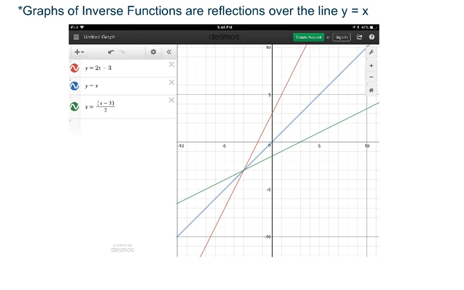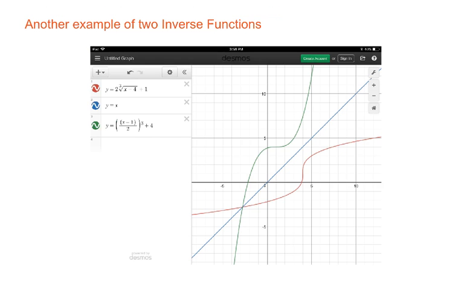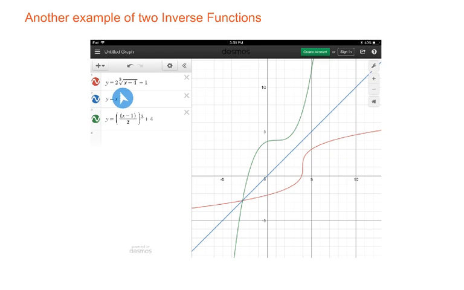We'll be working with more complex functions in this section. For example, here I've got 2 times the cube root of x minus 4 plus 1, and x minus 1 over 2 cubed plus 4. You can see the reflection happening. Here's the original one in red. Here's the reflected one, or the inverse function, in green, and you can see that it's a nice reflection over that line y equals x. So that's a more visual example of what's actually happening here. We're flipping the x's and y's. We're reflecting the original over the line y equals x.